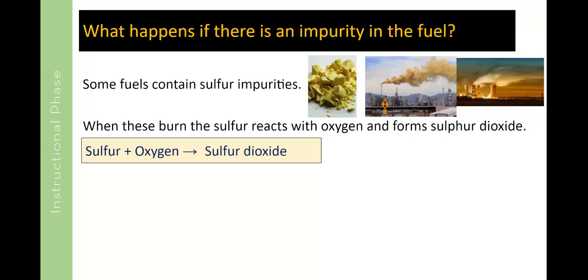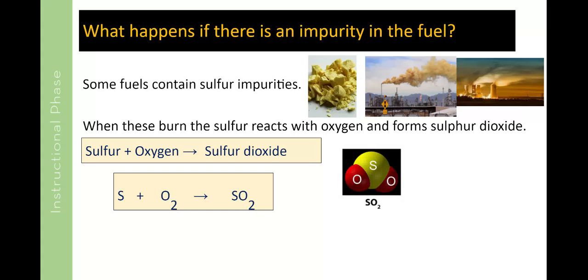Now, the symbol equation, have a go. Have a go on a bit of scrap paper. Find the chemical symbol for sulfur on the periodic table. You should know oxygen gas. S plus O2 goes to make SO2. Well done if you managed to get that one right.